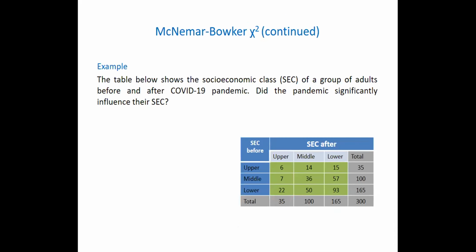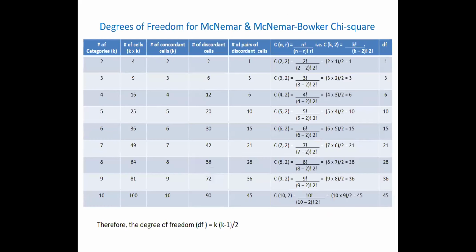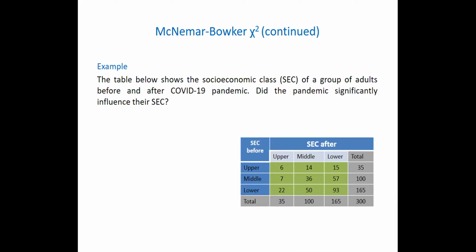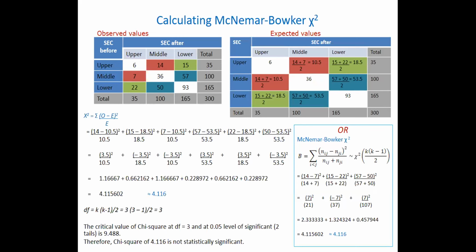So leave all those jargon. Let's just go straight to the explanation. I will come back to what I put here to explain, because I always look for the simplest way for you to understand it, not necessarily the way it was arranged. For this example, the table will show the socioeconomic class of a group of adults before and after COVID-19. Did the pandemic significantly influence their socioeconomic class? Now, how do you compute it?